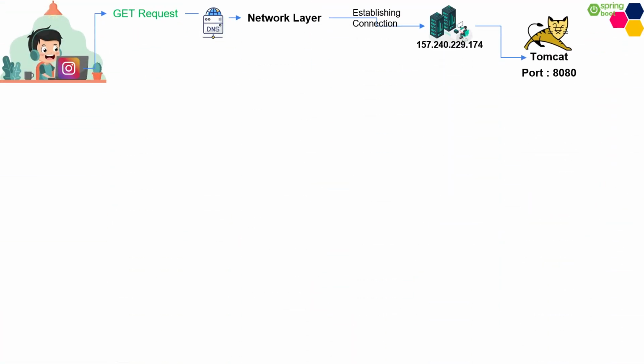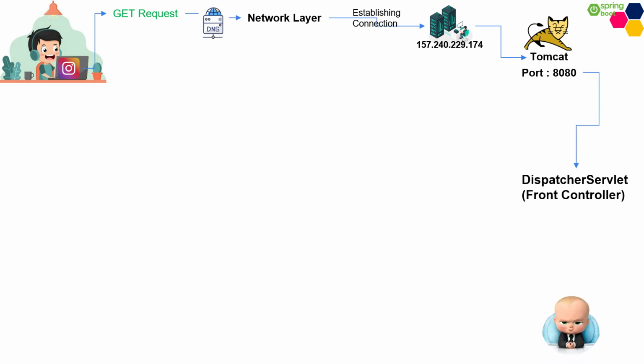Now comes the real boss of the Spring MVC flow, DispatcherServlet. Think of it like the manager standing at the center of all request handling in your Spring Boot app. Thanks to Spring Boot's auto-configuration magic, this front controller is already set up and ready to go, handling every single request that enters the system.